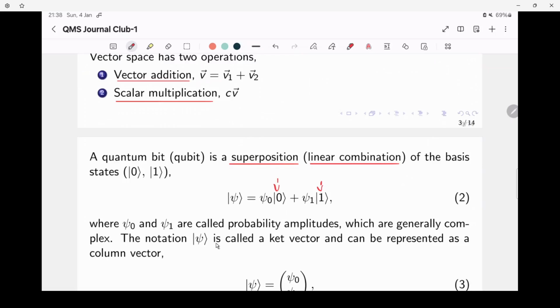If you don't want to use the 0 and 1 states, and you want to stick with the vector space notation, what you can usually write is something like this. So this will be your basis states, and then you can see that your quantum state for the qubit is basically a complex vector.